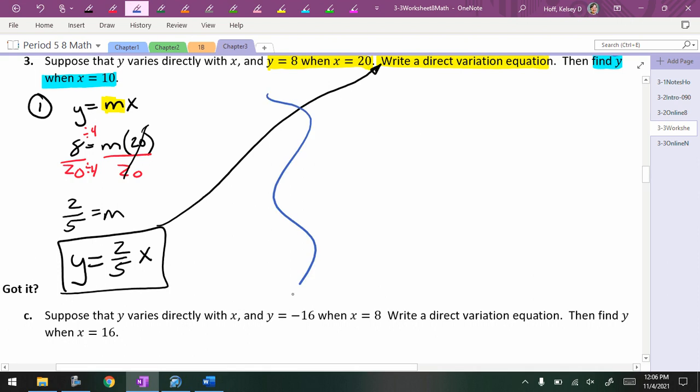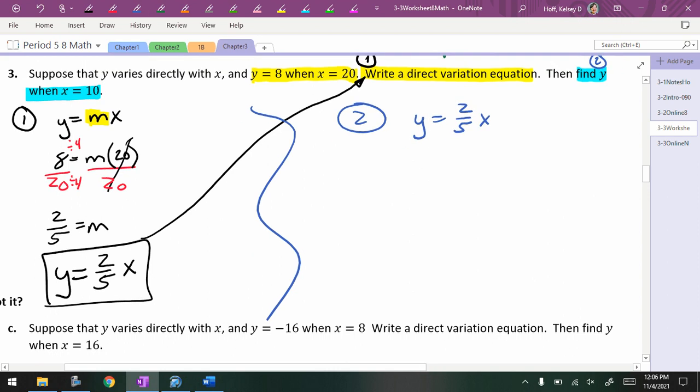Now, for part 2, we have to take that equation and write it down again. Y equals 2/5 x. The second thing we're doing is finding y when x equals 10. So now I'm going to use the equation I just wrote to find y. Do I know what y is? No. So I'm going to leave y as y. I know 2/5 is 2/5. Do I know what x is? 10. Now, because I'm taking 2/5, a fraction times 10, I'm going to write 10 as 10 over 1.